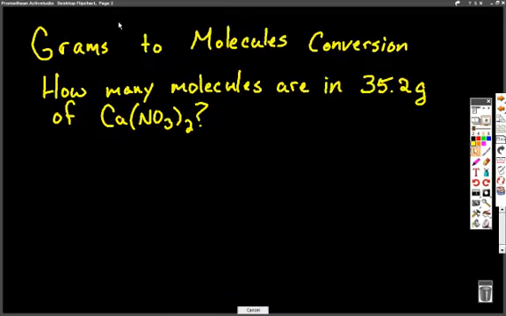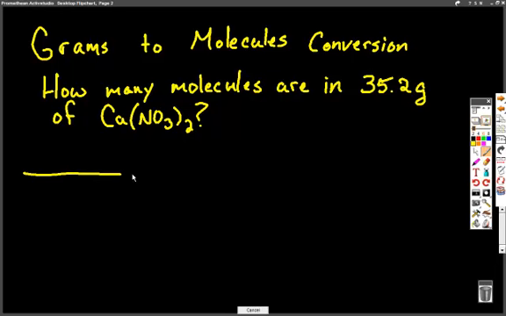Okay, so the next question we have here is a grams to molecules conversion. And the question is, how many molecules are there in 35.2 grams of calcium nitrate? In order to solve this problem, again, we're going to set up our little table here.